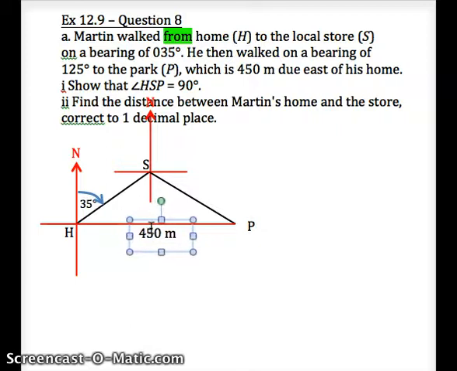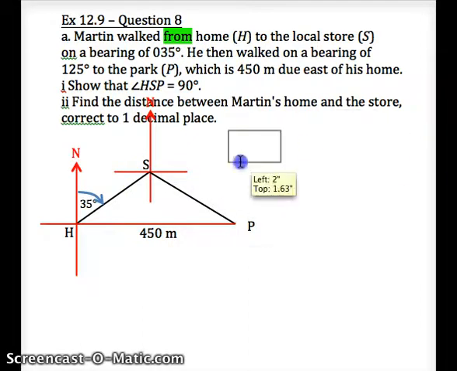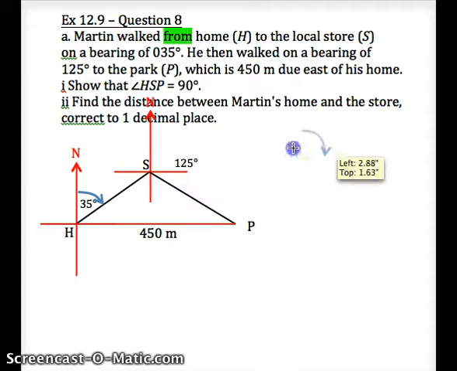Now, in this question, we have to show that angle HSP is 90 degrees. The other thing I haven't marked in is this bearing of 125 degrees, so I'll mark that in now, because he walked on a bearing of 125 degrees to the park. So he's left S, so it's basically the bearing from S to the park is 125, so I've got that angle in there. So we have to work out what this angle HSP is. And we actually have to show that it's 90 degrees.